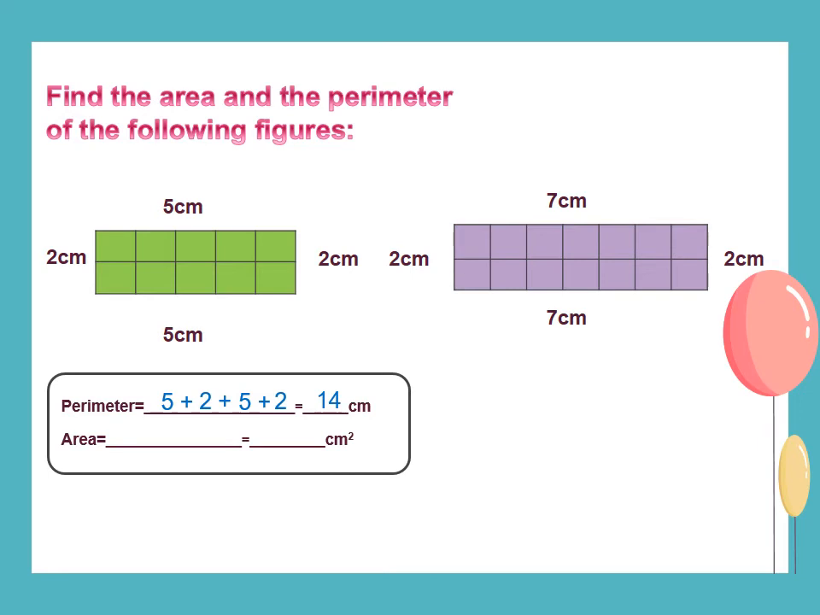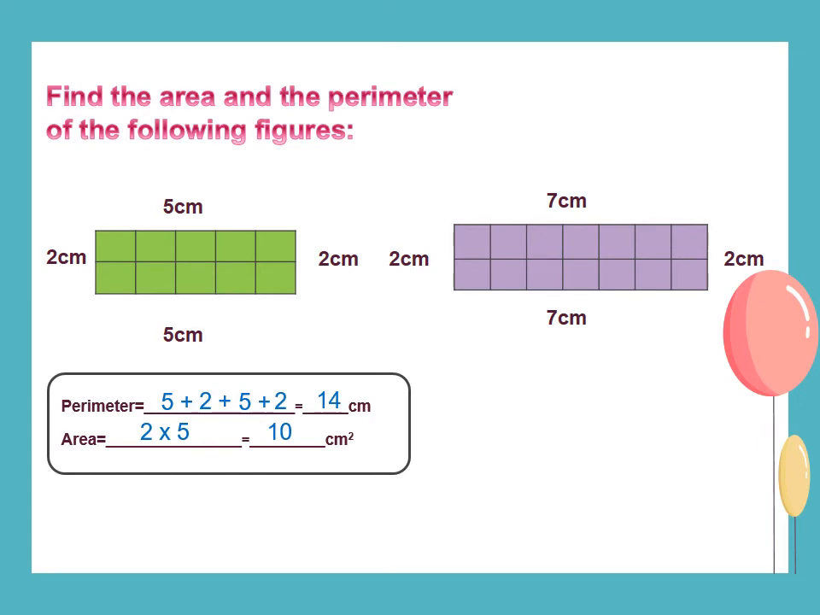But the area is the number of square units inside the shape. It will be 2 by 5. 2 by 5 equals 10. Look here, we will find 10 square units. So it's 10 centimeters squared.